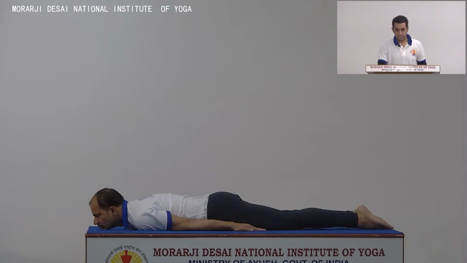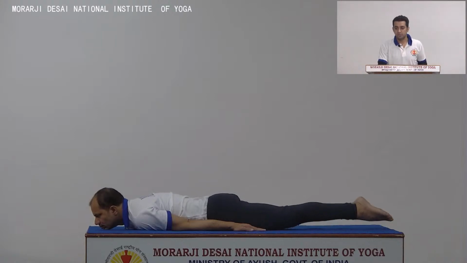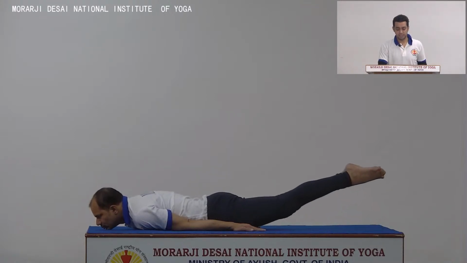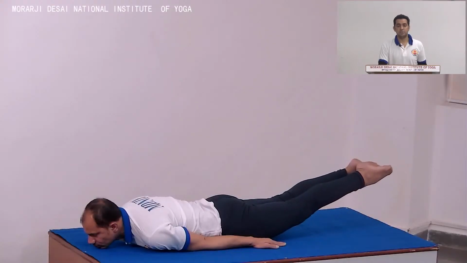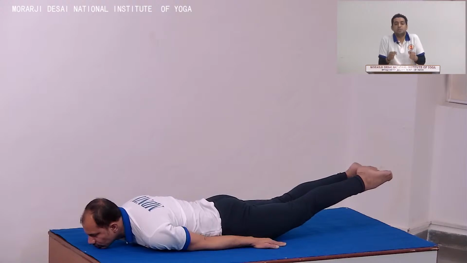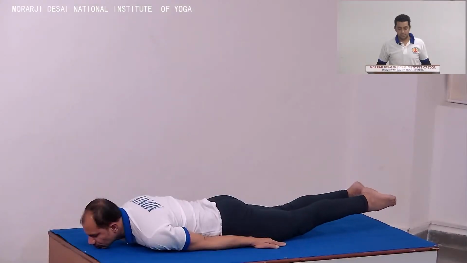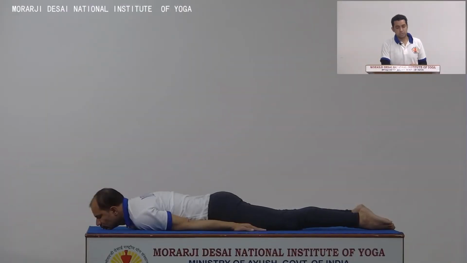So with inhalation, raise both the legs off the floor without bending the knees. Very good. Raise more and maintain it with normal breathing. There is no need to hold the breath. There is no need to tighten any part of the body. Relax each and every joint. Slowly come back. This asana relieves from sciatica and backache.